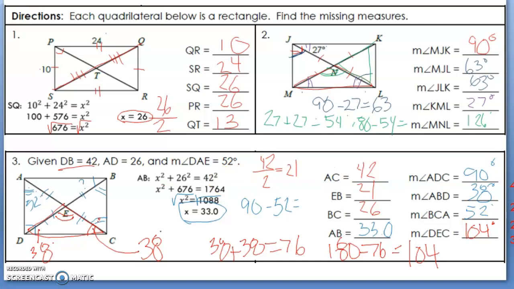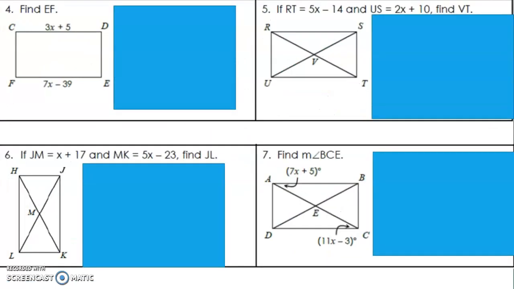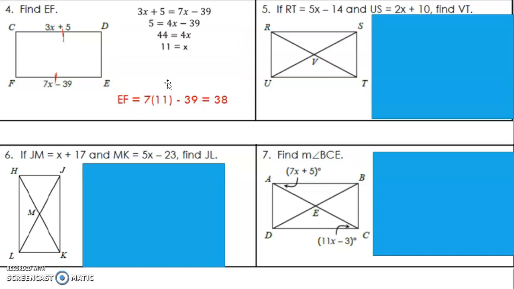Rectangles give us a lot of information if we're looking for it. So that's how to find different pieces, multiple pieces. Now we're going to be looking specifically at different parts and what they're asking for. So in number 4, they give us the rectangle, and looking at the picture, they give us CD and EF. Since they are across from each other, they are sides that are going to be equal. So I set those pieces equal.